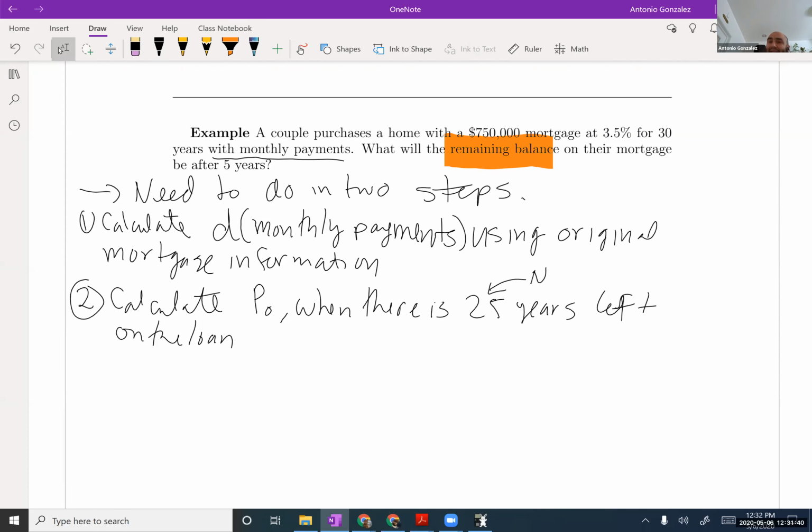Okay, so are we clear here on the two things that need to be done in this problem? Notice that it's different from the previous one, where they gave me the monthly payment, so I could jump right away to solving for how much money is left. Here I need to do one calculation before I can get to solving.